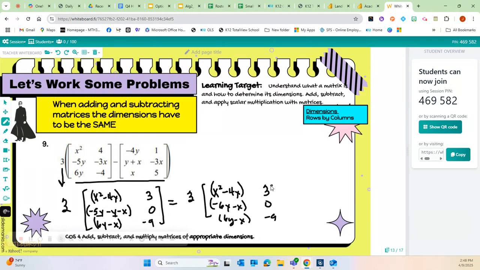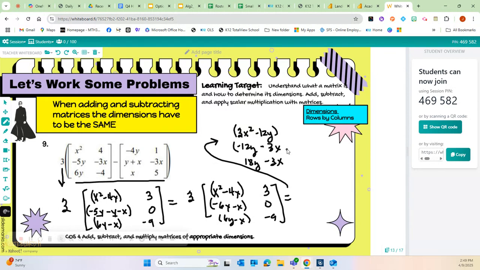And then negative 9. And then the last thing I'll do is multiply everything in this whole entire matrix by 3. So I'm going to go up here so I have a little bit more room. That's going to give me 3 times x squared is 3x squared. 3 times negative 4y is negative 12y. 3 times negative 6y is negative 18y. 3 times negative x is negative 3x. 3 times 6y is 18y. 3 times negative x is negative 3x. If you want to put these in parentheses, you can.